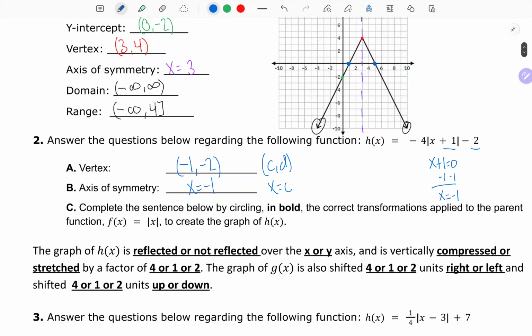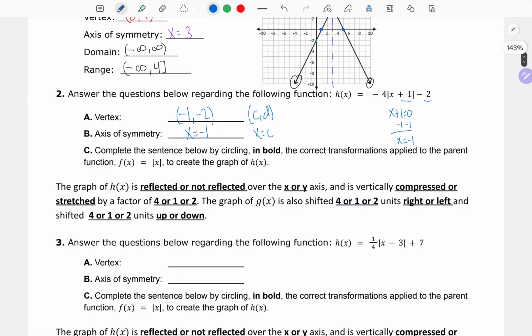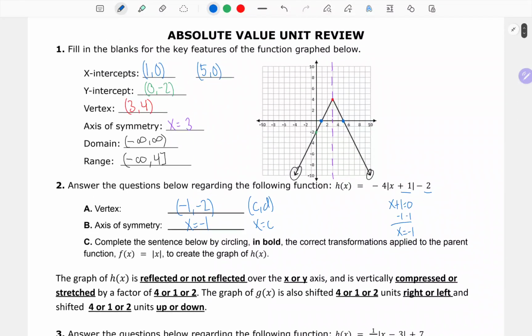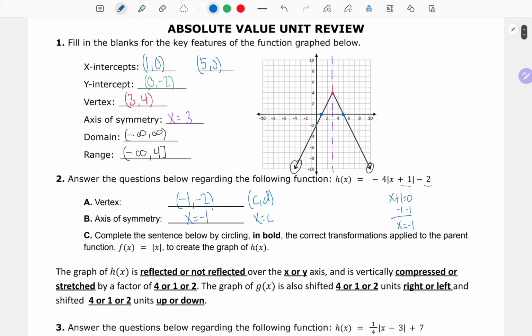Letter C, complete the sentence below by circling in bold the correct transformations applied to the parent function f of x equals the absolute value of x to create the graph of h of x. All right, so let's see. The graph of h of x is reflected or not reflected over the x or y axis, and is vertically compressed or stretched by a factor of 4 or 1 or 2. And the graph of g of x is shifted.